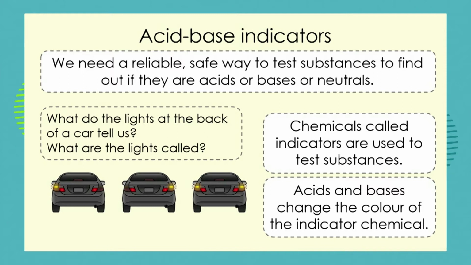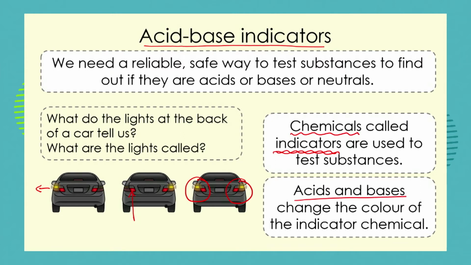Remember that there are certain chemicals called indicators, acid-base indicators, that just like the lights at the back of a car can indicate or show us which way the car is going to turn or whether the car is stopped or reversing, those indicator lights show us what the car is about to do. Well, chemicals called indicators can be used to test for acids and bases.